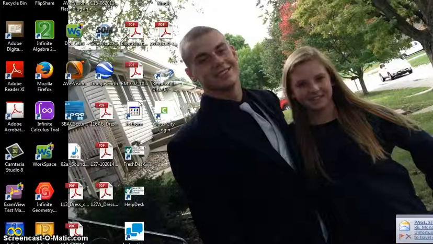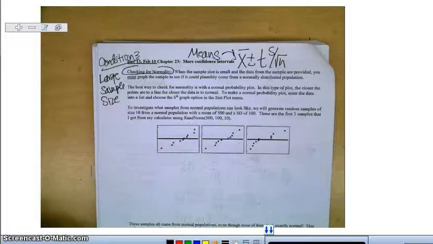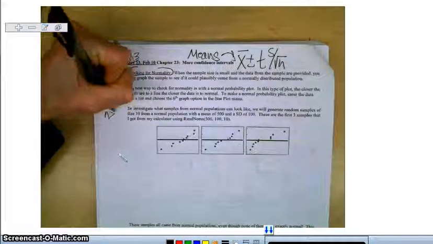And what we're dealing with is in the check for normality, which is condition 3, the large sample size condition. So when you're dealing with means, what type of sample size is a large sample size? Okay, 30. So n greater than 30 is considered a large sample size.